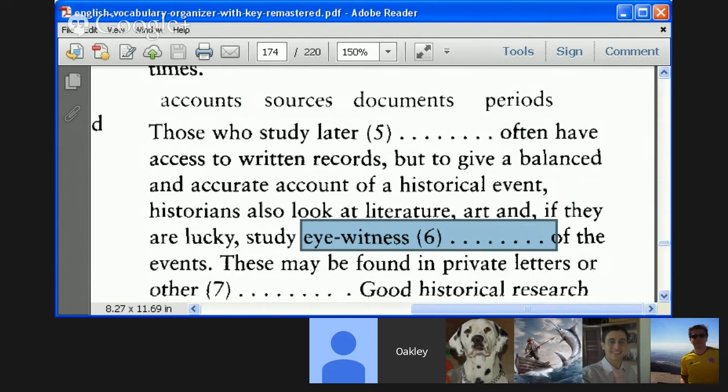Okay. All right? So an eyewitness account is somebody who actually saw whatever it is. They actually saw it happen.